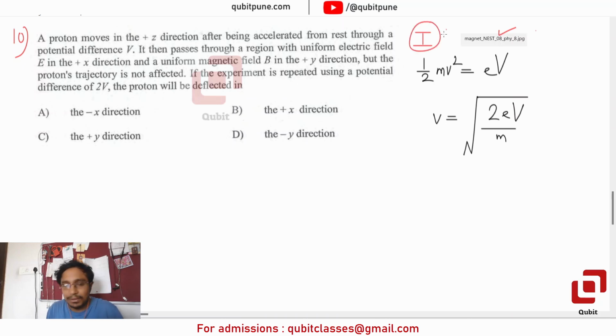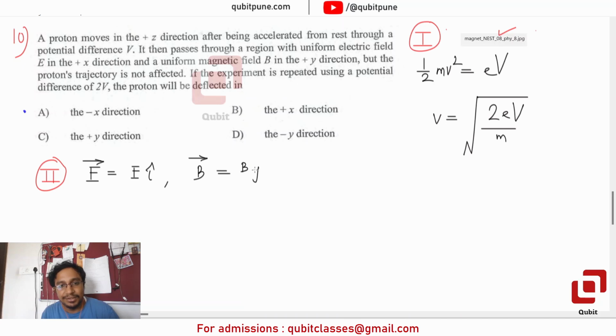Now there is a topic called velocity selector. If it then passes through a region with uniform electric field E in the positive x direction, so we can take E bar as E i cap, and uniform magnetic field B in the y direction, so we can take B bar as B j cap. Trajectory is not affected.